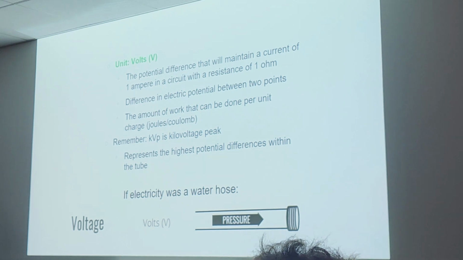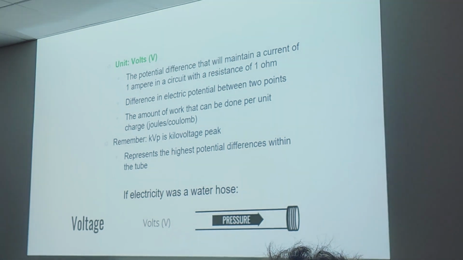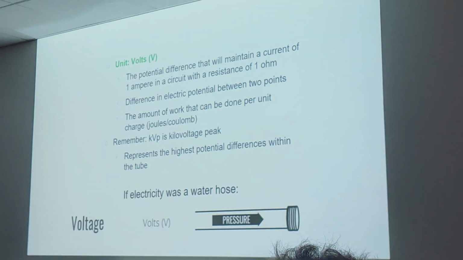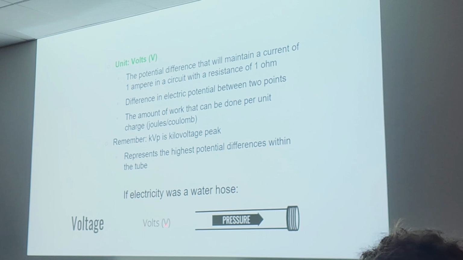And when we use kVp for our techniques, it stands for kilovoltage peak, and that represents the highest potential difference between the two charges. So the highest potential difference between those charges is represented by kVp. The peak has potential difference. V is equal to IR.